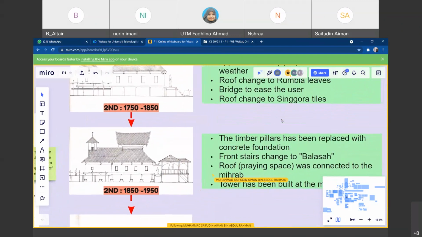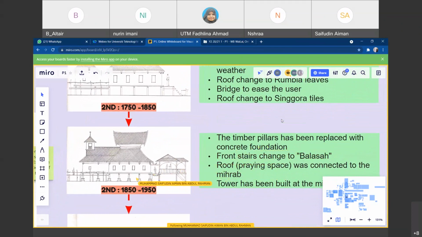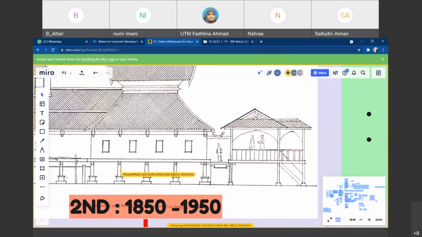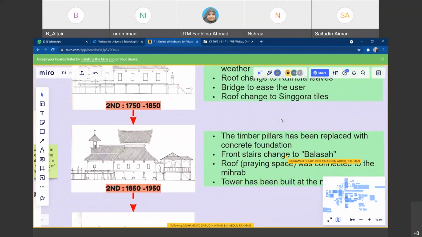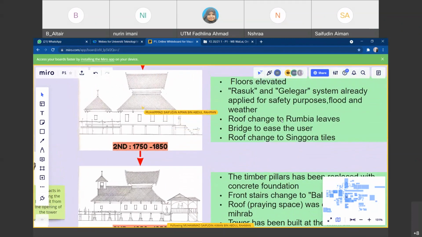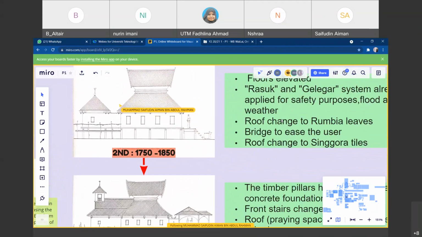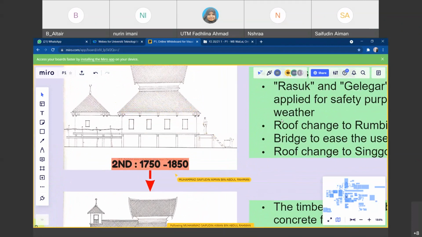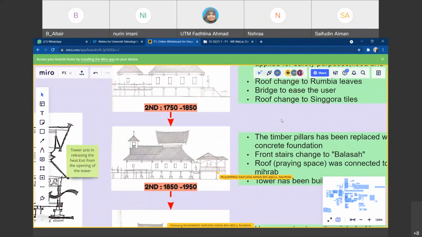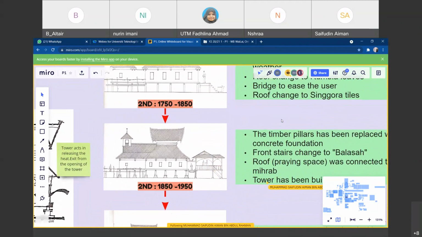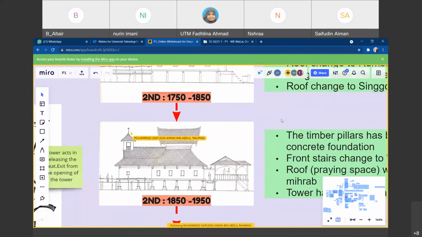The timber pillars have been replaced with a concrete foundation, as you can see here. Under the mosque, there is a concrete foundation. The front stairs changed to balasa. Front stairs here. And the roof space was connected to the mihrab. If you see the second picture, the second position, the roof is separated, and during renovation, the roof is connected. Another renovation they added is a tower built at the mihrab, as you can see here, the tower for the people to azan.